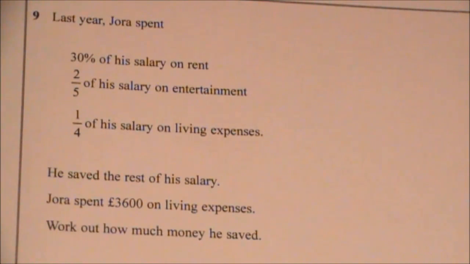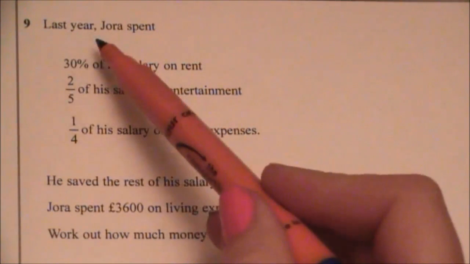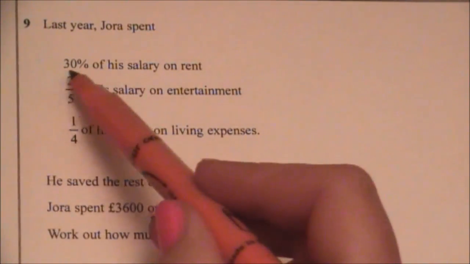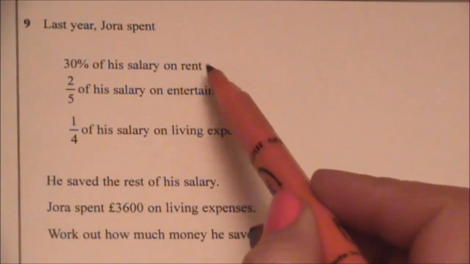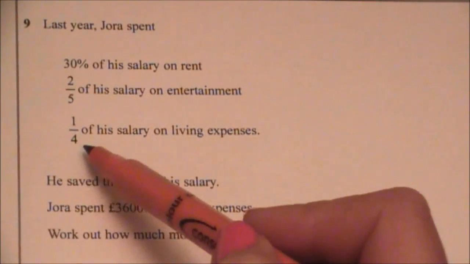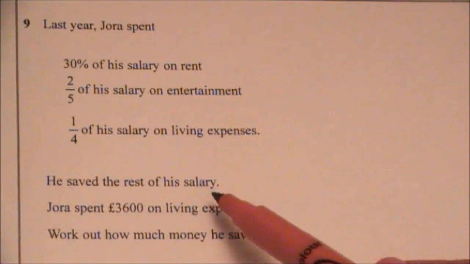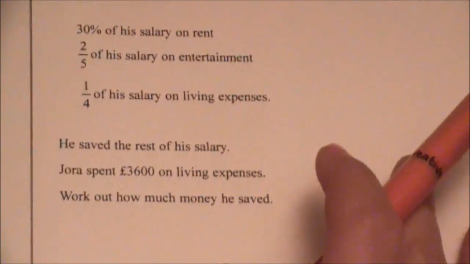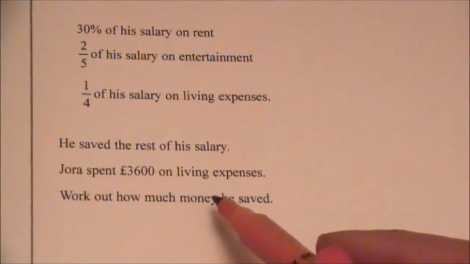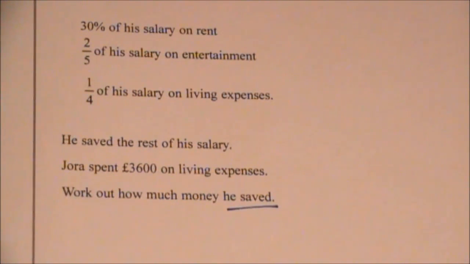Question 9 is a fraction, decimals and percentage question, and it's worth 5 marks. I think this is a really lovely question. Last year, Yora spent 30% of his salary on rent, 2/5 of his salary on entertainment, 1/4 of his salary on living expenses. He saved the rest of his salary. Yora spent £3,600 on living expenses. Work out how much money he saved.